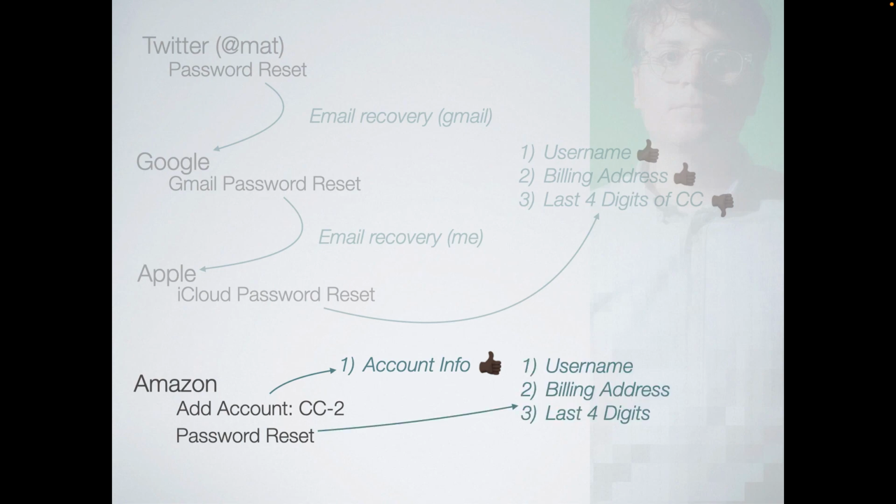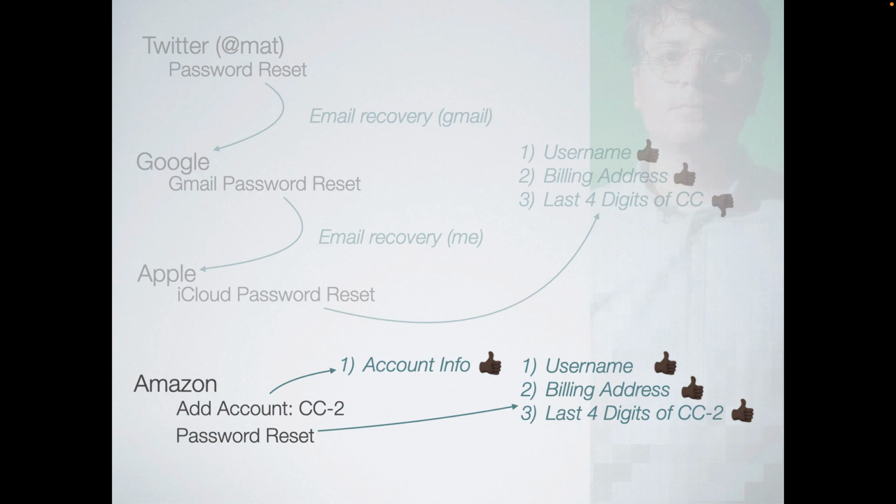We just need your username, we need your billing address, and we need the last 4 digits of your credit card. So they know the username, they know the billing address. What about the last 4 digits of the credit card? Okay, so they don't know the original credit card, but they do know the second credit card because they just added it. And Amazon doesn't know the difference, right? It's just last 4 digits of any credit card that's on file. And so they tell them, and Amazon says, great, we're going to reset your password, right?